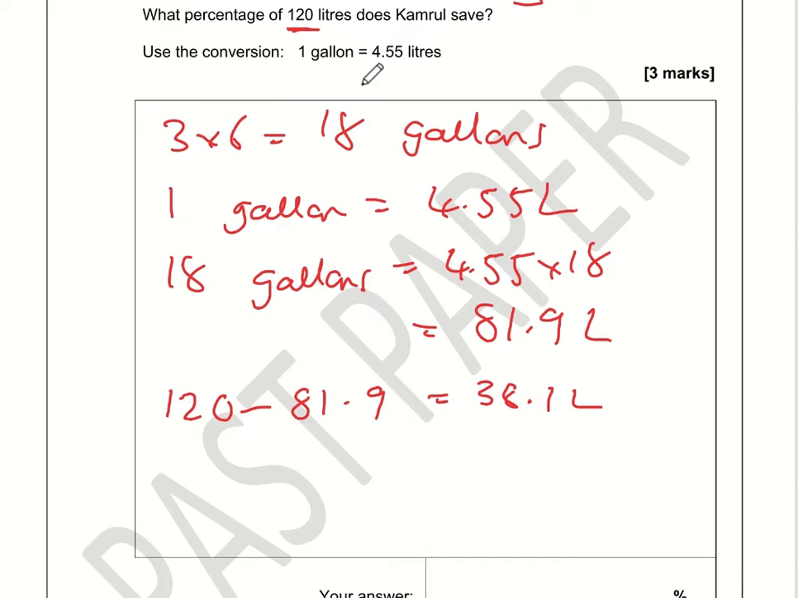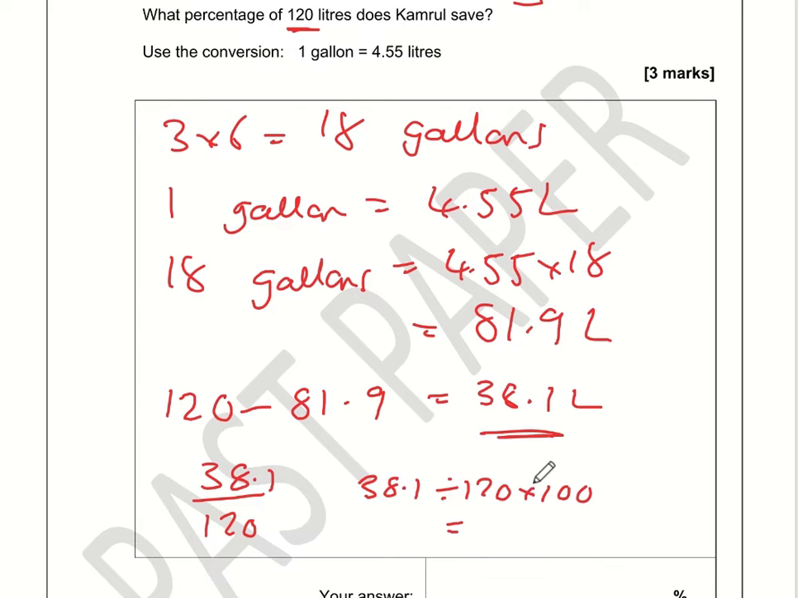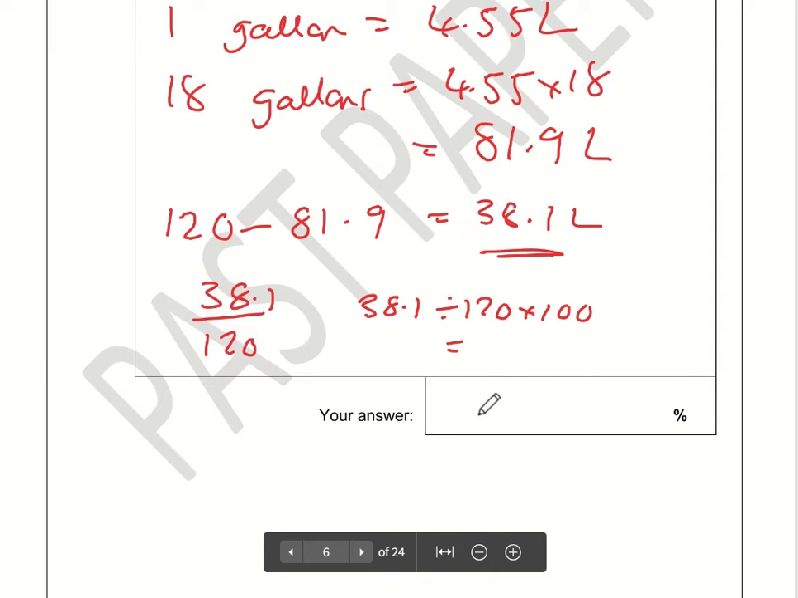And it asks what percentage of 120 does Cameron save? So what is this as a percentage of 120? Well, what is it as a fraction of 120? It's 38.1 out of 120. And to turn a fraction into a percentage, it's top divided by bottom multiplied by 100, and that gives us exactly 31.75%.